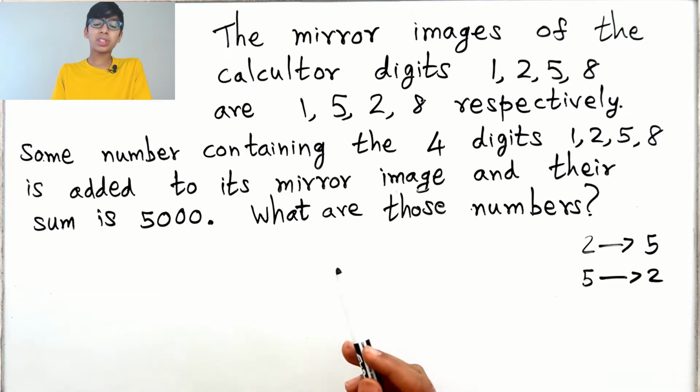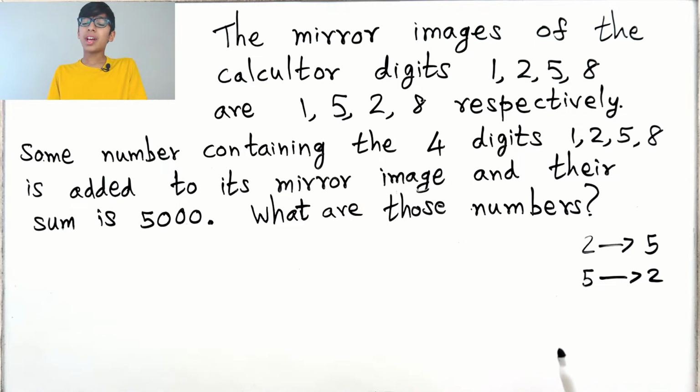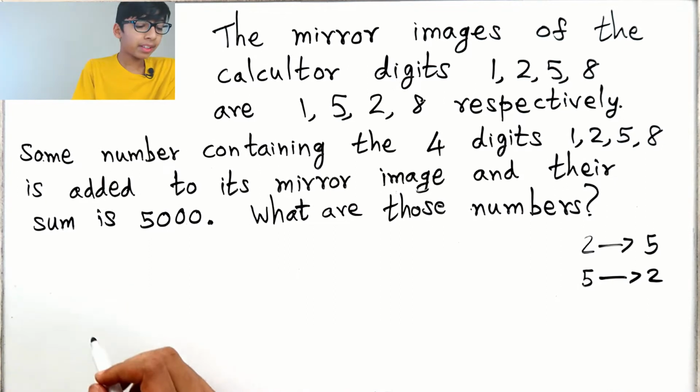Now some number containing the four digits 1258 is added to its mirror image and their sum is 5,000. So it's containing them, but they can be mixed around. Like it could just be 5128, so we don't really know. Okay, so now here let's write it.